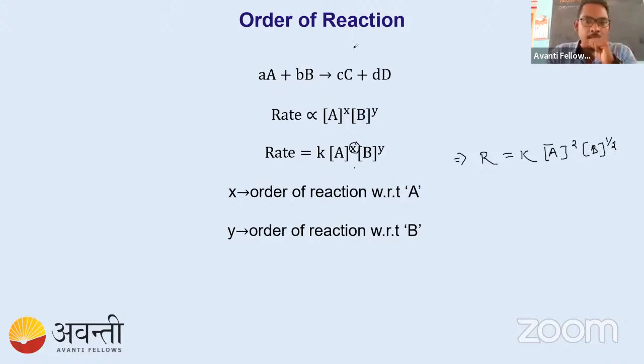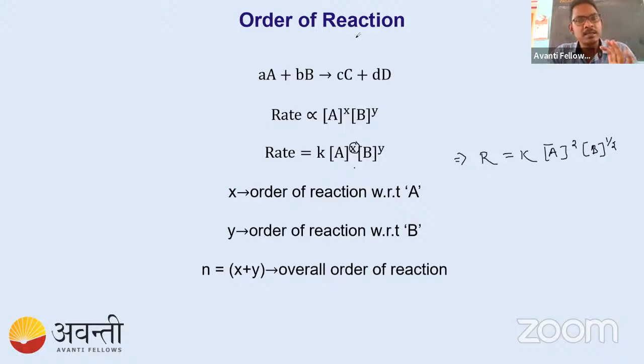Now if we ask what is the overall order of this reaction, with respect to the respective reactants, with respect to A and with respect to B, what we will do is add them. We add the power of A and the power of B, and whatever value we get is the order of the overall reaction. That is X plus Y. So the order of the whole reaction is 2 plus half, which is equal to 2.5. So we can say 2.5 is the order of this reaction.